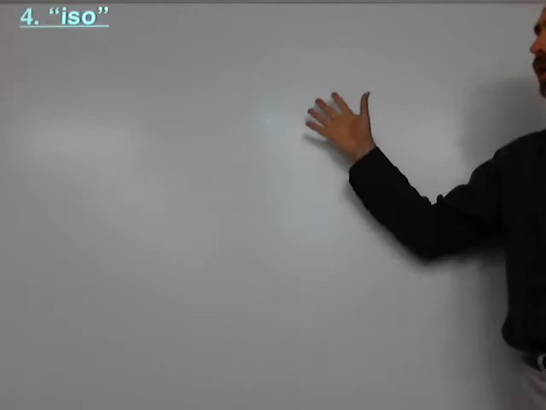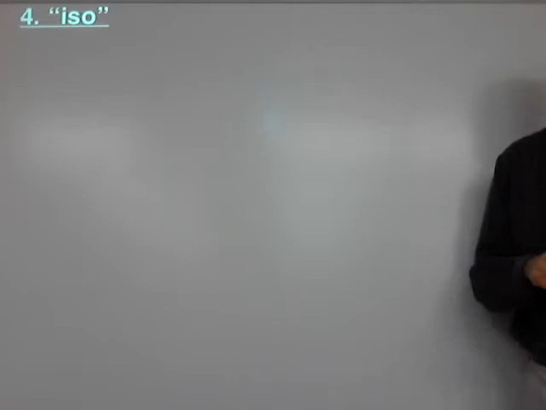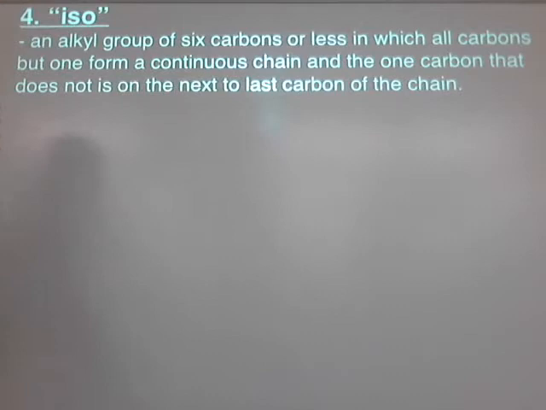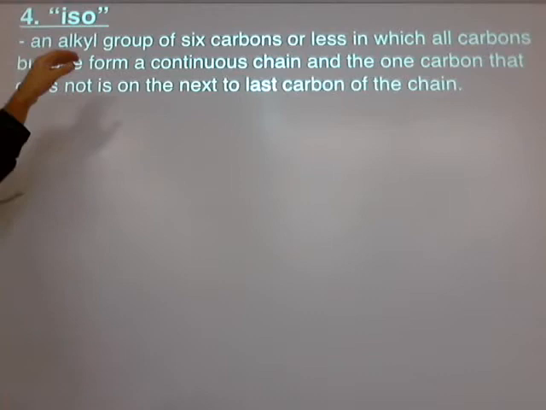Wait till you see this. I'm going to have to stop talking. Maybe we'll just shut the camera off for like 20 minutes, because wait till you see this definition come up. Years ago when I made these notes up, I tried to find an easy way of saying the definition of iso. All the other ones are pretty short sentences. This is the definition of iso. Don't write, just wait. It's an alkyl group of 6 carbons or less, in which all the carbons but one form a continuous chain, and the one carbon that doesn't is on the next to last carbon of the chain. That's the best way I can come up with writing the definition of iso.